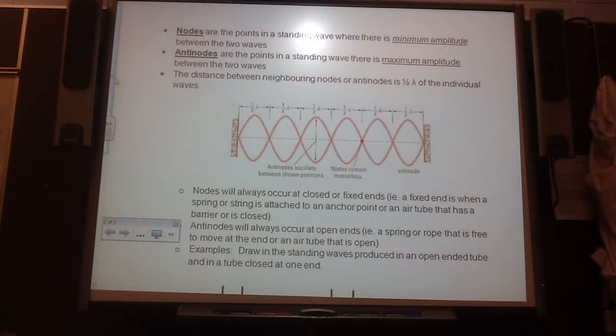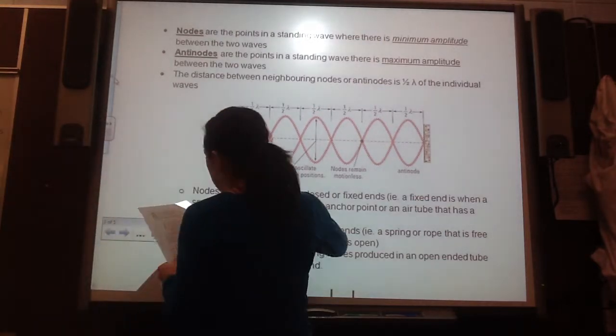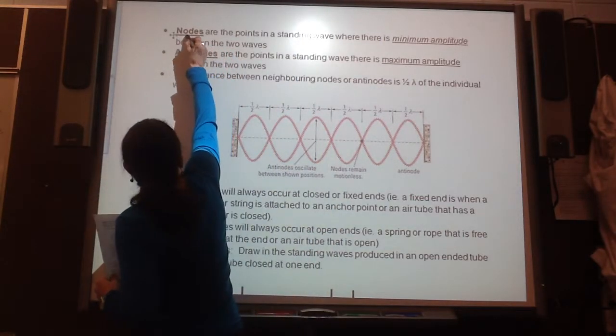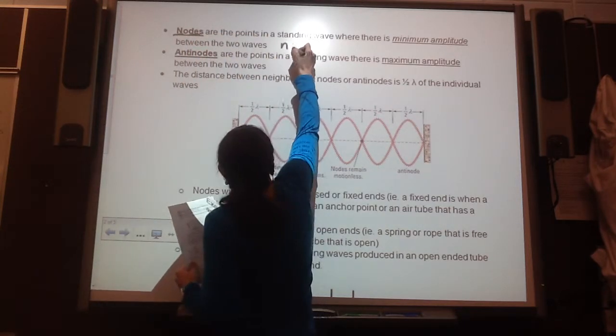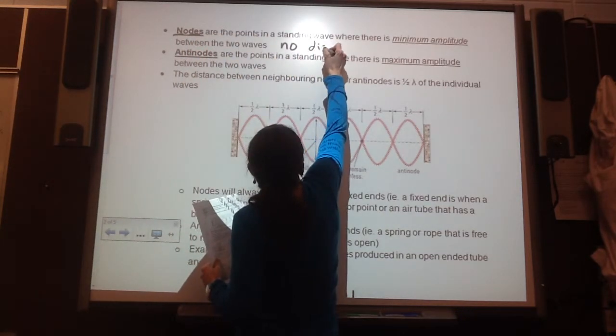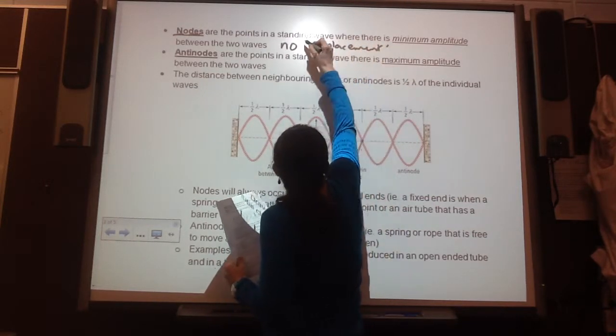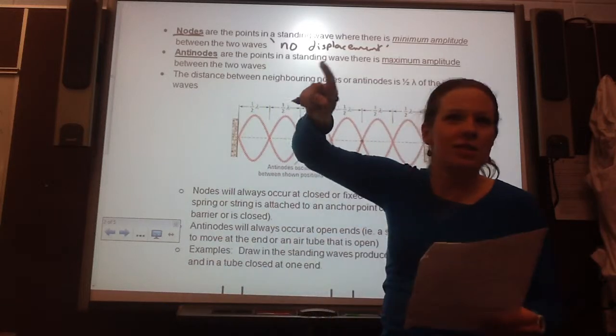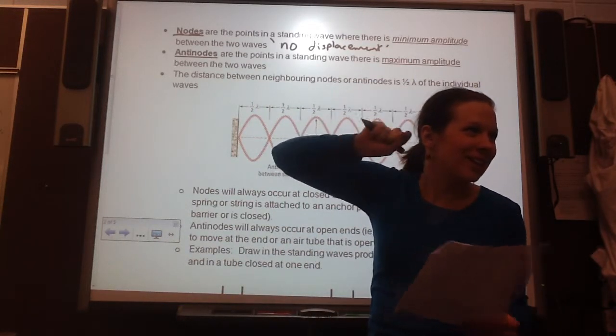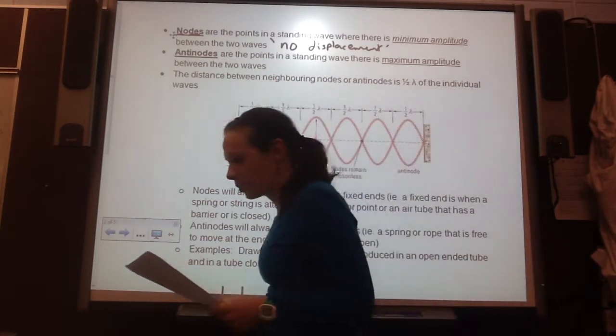Nodes are the points in a standing wave where there is minimum amplitude between the two waves. So that's like where it appears to be stopped. And to remember that: no displacement. So it's like it's not moving. No displacement. Nodes. Okay? That's how to remember.